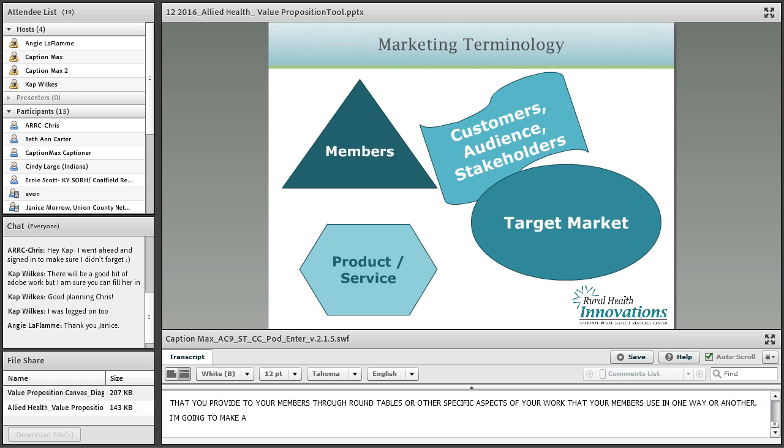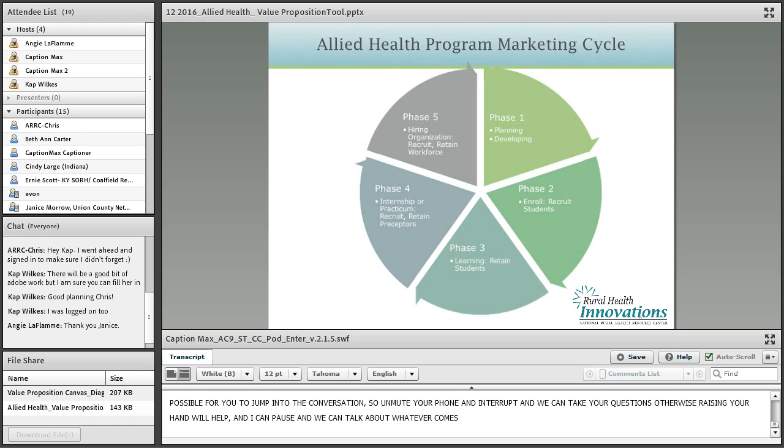I'm going to make a quick comment. I hope you all always know that you can raise your hand if you've got a question. With our size group, it's also very possible for you just to jump into the conversation. So unmute your phone and interrupt, and we can take a question. Otherwise, raising your hand will help, and I can pause, and we can talk about whatever comes up.